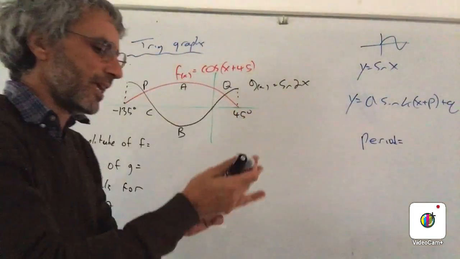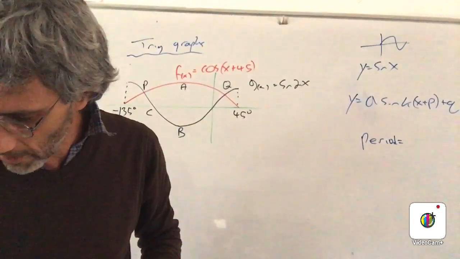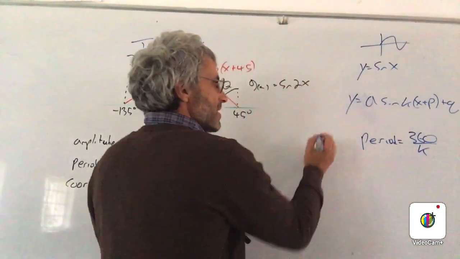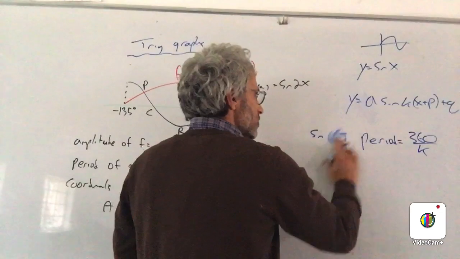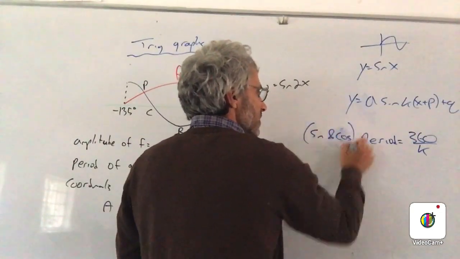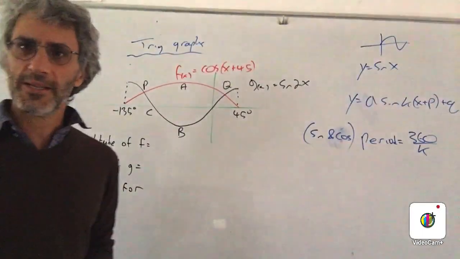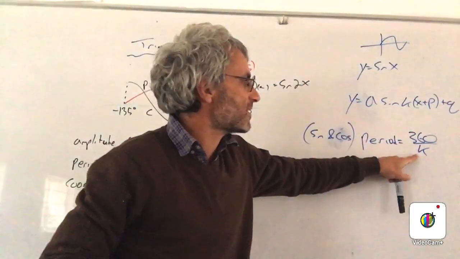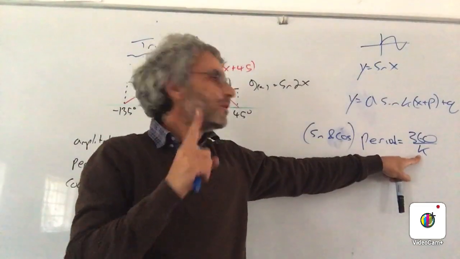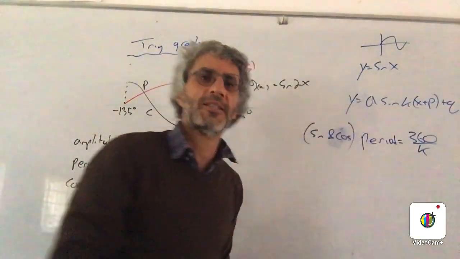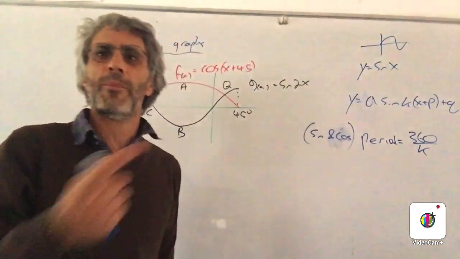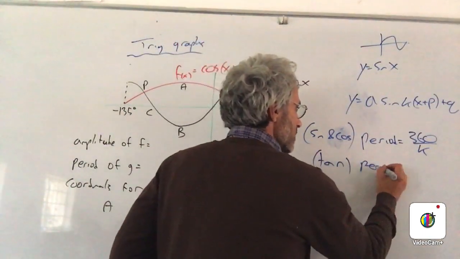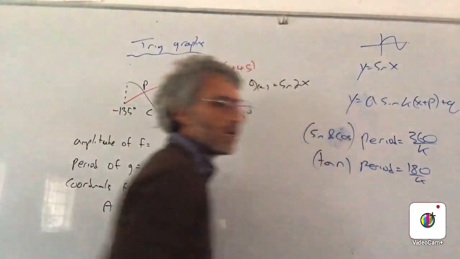The best thing is to just remember that the period is 360 divided by K. This is for sine and cosine. For sine, cosine, the period, the length that gives you one cycle, is 360 over k. When k is 1, then the period is 360. That means after 360 degrees, we go back to where we started from. For tan, we know it's a little bit different. The period is 180 over k.